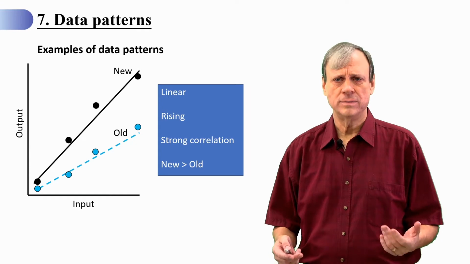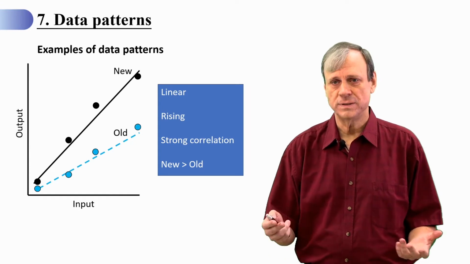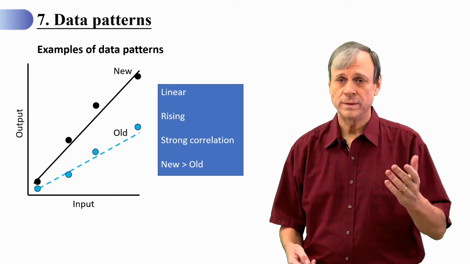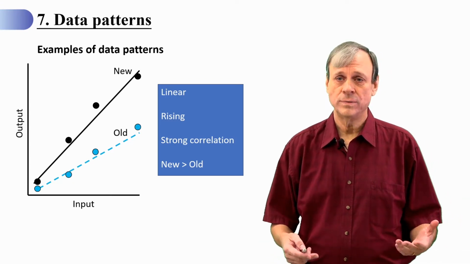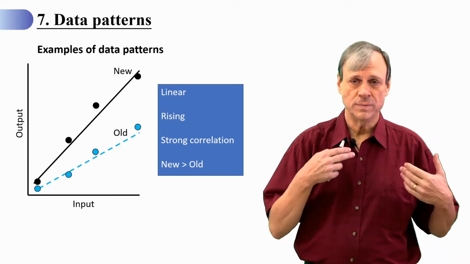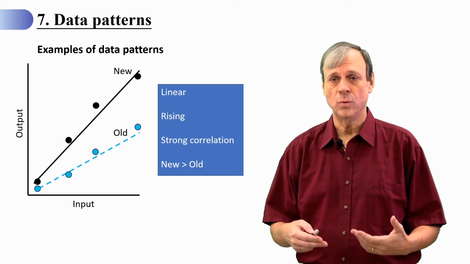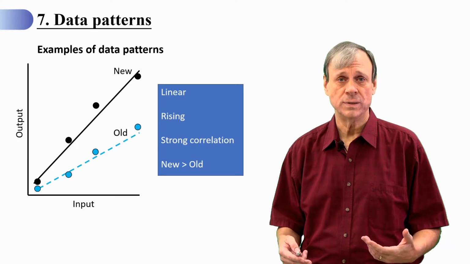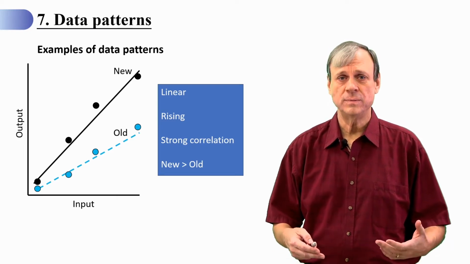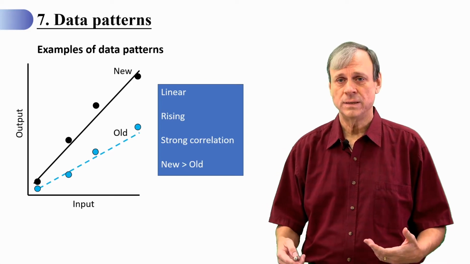Now, data patterns come in many types. For instance, in this graph, you could say that this is linear, or that it's rising, or that there's a strong correlation between the two values, or that the new is better than the old at all of the points measured. So there are many different types of patterns, and sometimes you can have many types of patterns in the same graph.